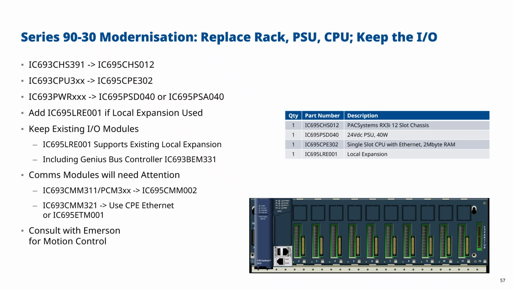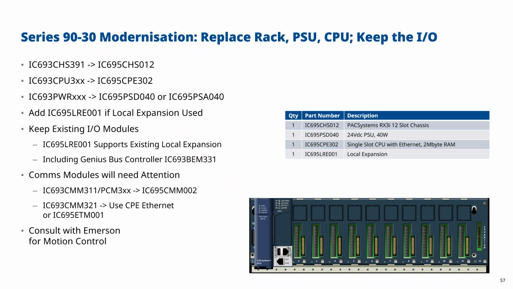So what you need to do is look at the existing installed base. Typically there will be a CPU chassis, and the one that was most commonly installed was the IC693CHS391. So that was a 10-slot chassis with capability for a power supply, a CPU and 9 I/O slots. We replaced that with an IC695CHS012. Now, one of the great things about the CHS012 is it's effectively got the same footprint as a CHS391 and can use the same mounting holes. So you don't need to make any changes to the panel.